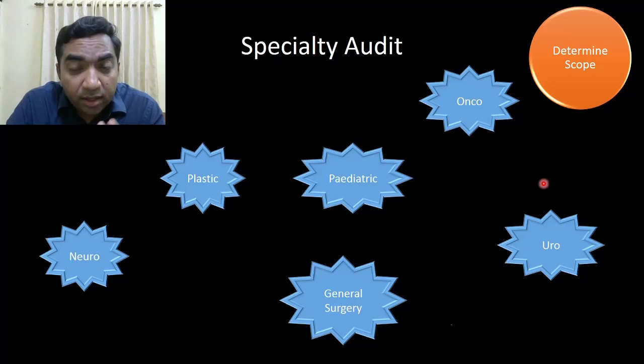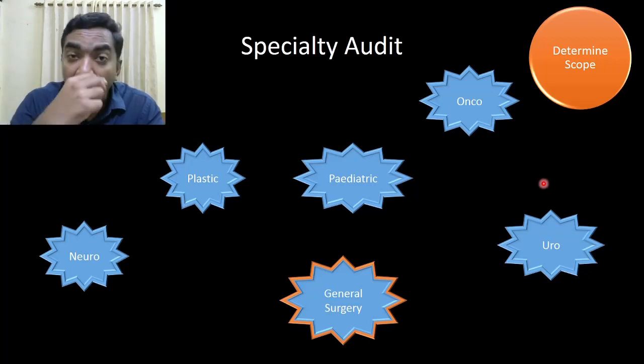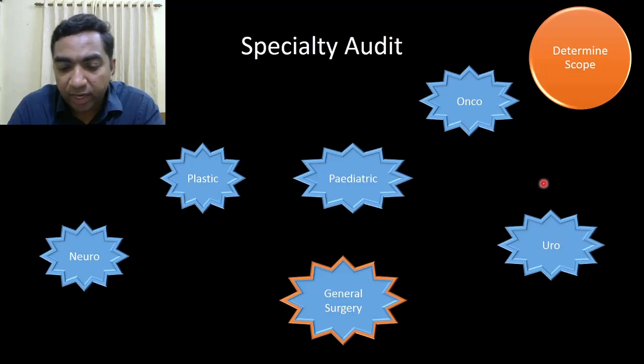We can decrease the scope again. Suppose we are auditing the specialty, general surgery only, then it is called a specialty audit. It can be done in the hospital alone or along with other hospitals, depending upon the scope. So that is how we determine the scope.